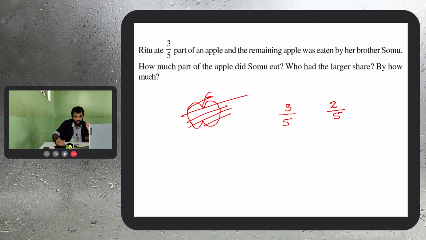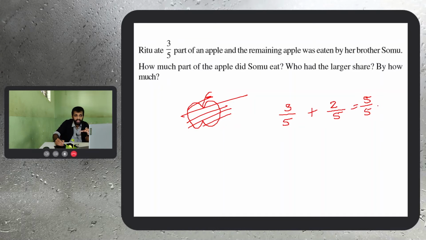So, this addition will give you 5 upon 5. How am I adding them? I can add them directly only because my denominators are same. So here 5 upon 5 means the entire apple. So 3/5 Ritu ate and 2/5 Somu ate.